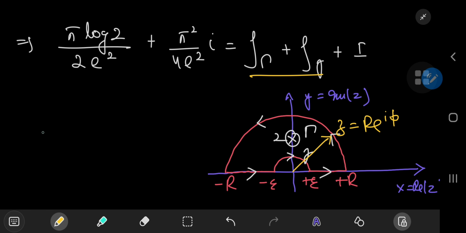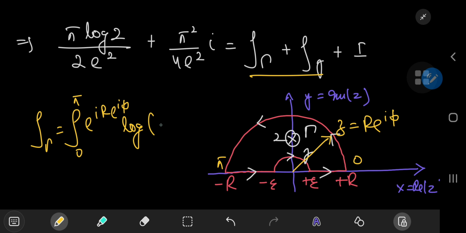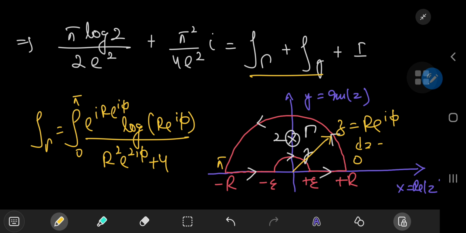That means the integral over gamma is that from 0 to, now phi here varies between 0 and pi, so we have the integral from 0 to pi of e to the iz, so that's e to the i r e to the i phi times log z again, so that's log of r times e to the i phi divided by r squared times e to the 2i phi plus 4, and the differential element transforms into i times r times e to the i phi d phi.